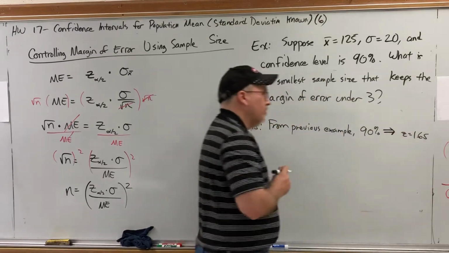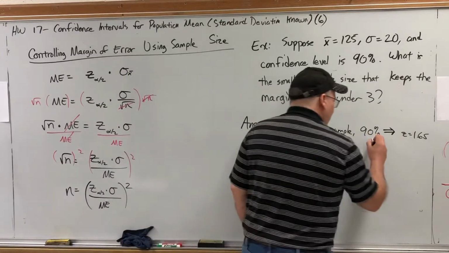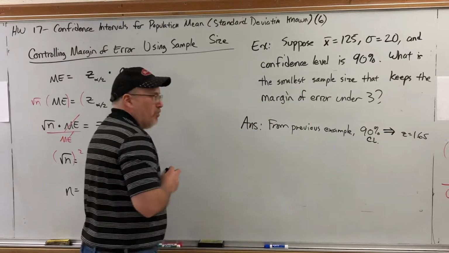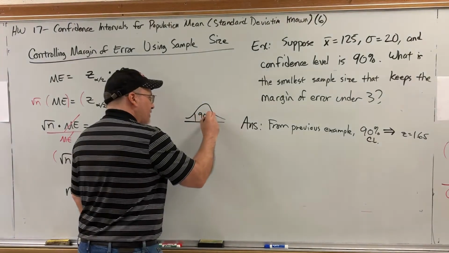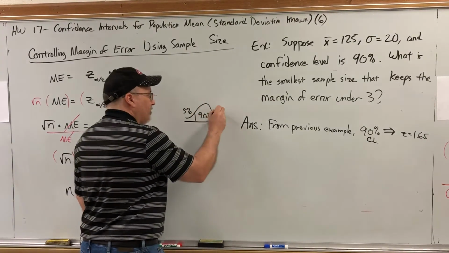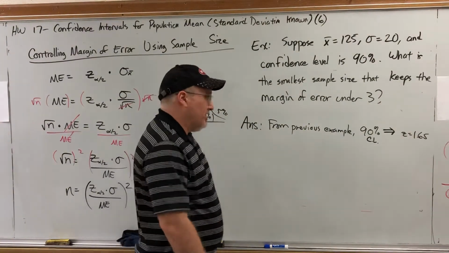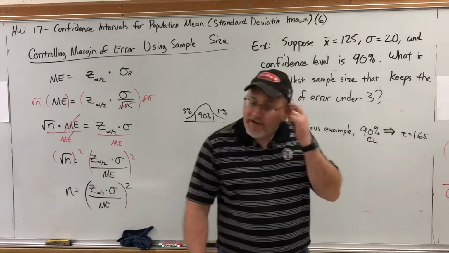That looks better. But a 90% confidence level, and I'm going to put CL below it just to remind you that that's the confidence level, implies Z equals 1.65. We cut off 90% in the middle, that left 5% in each tail, and then we use the Z table backwards to find them. In fact, you can take that to the bank. Anytime the confidence level is 90%, the Z is 1.65.